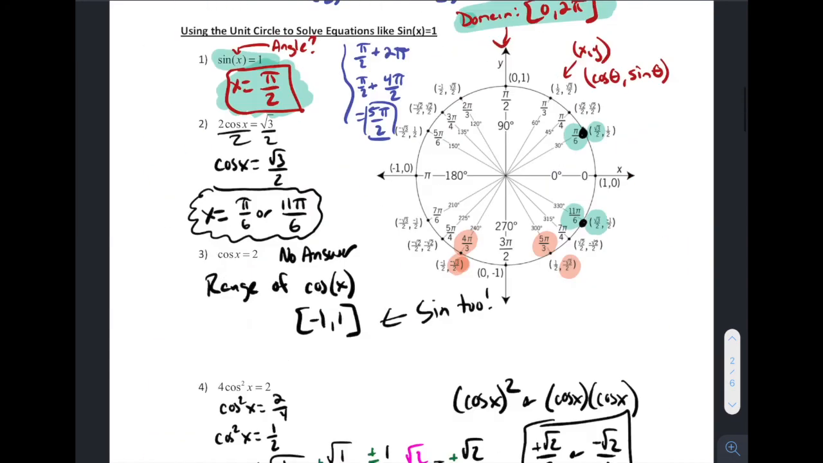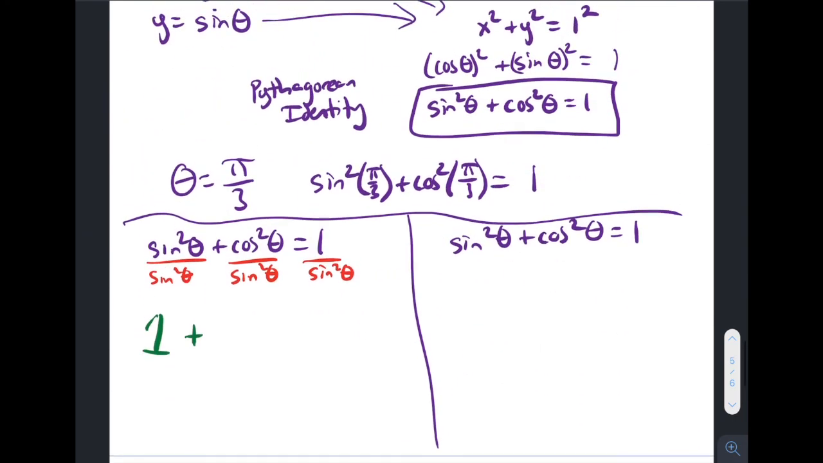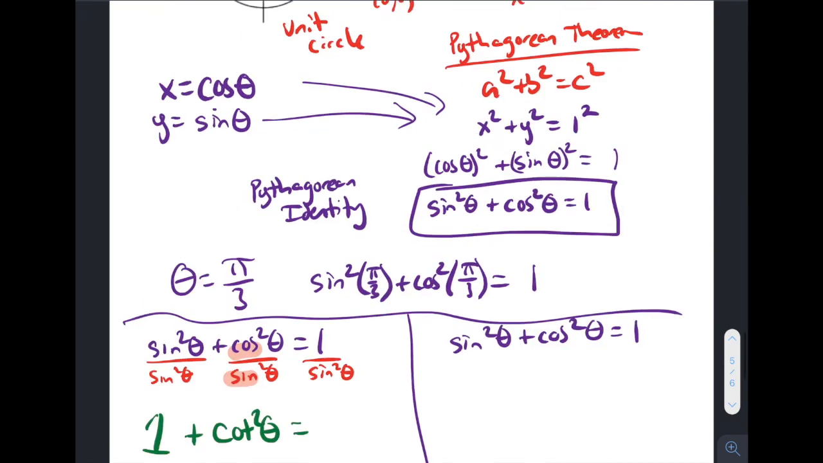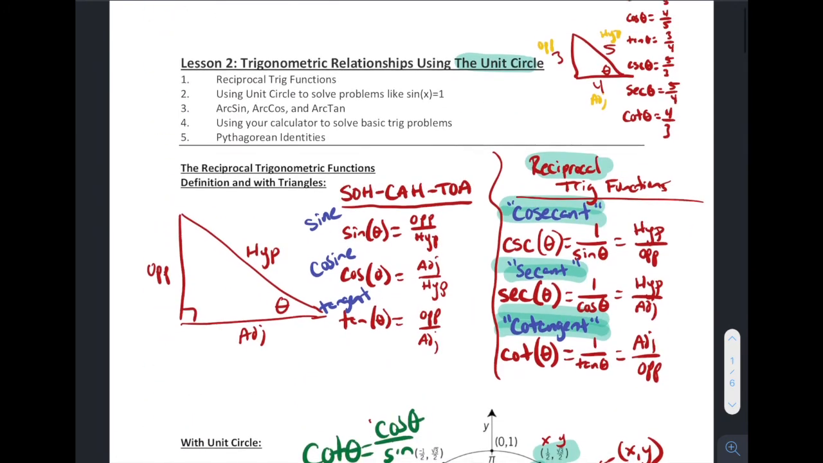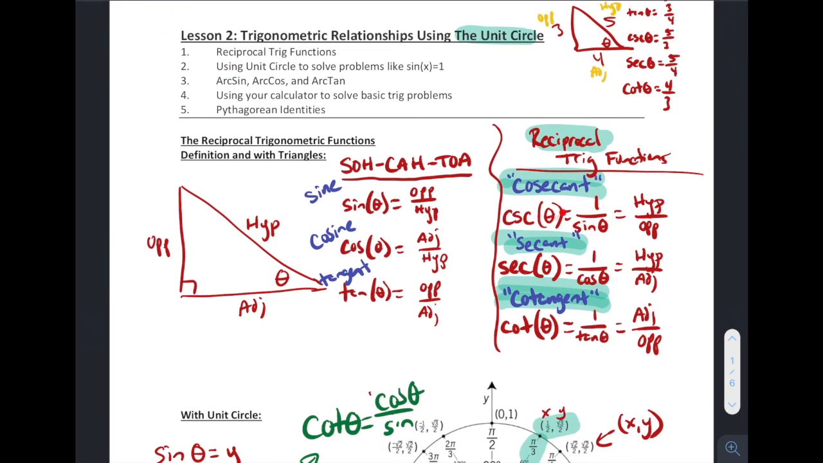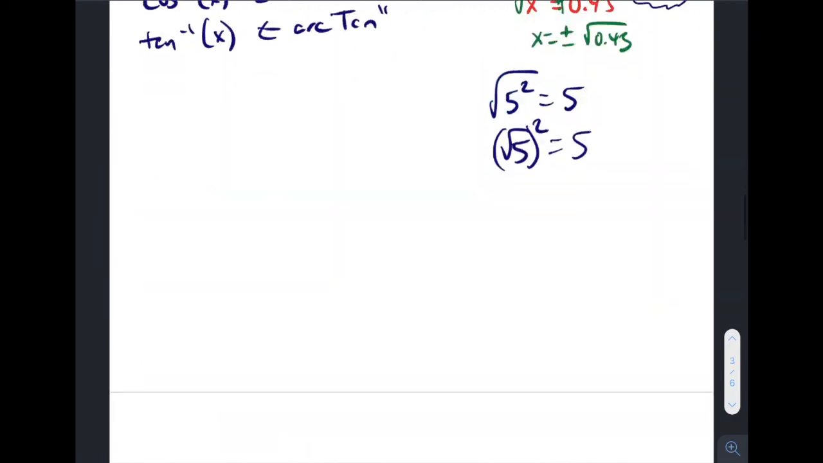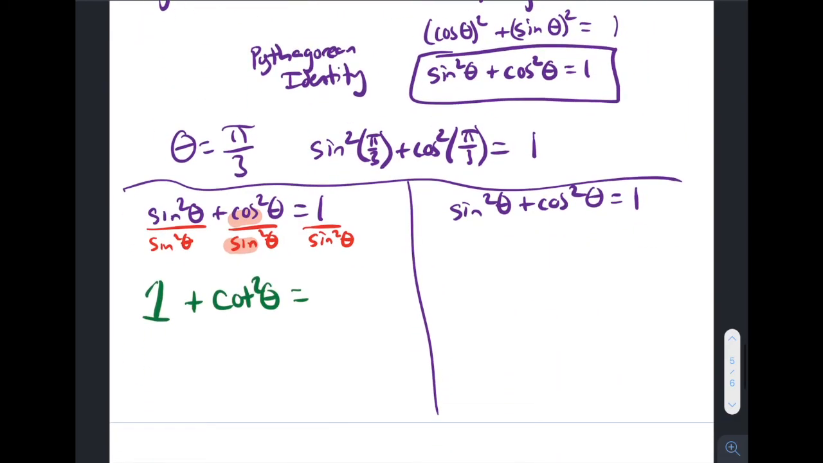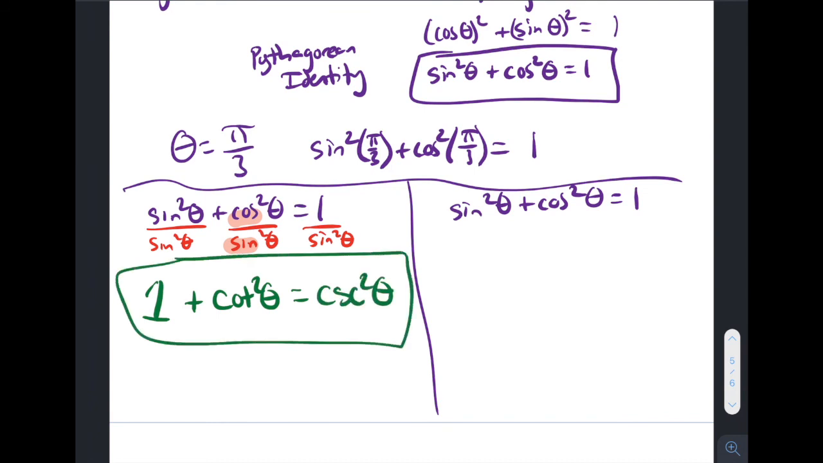In this case, since we've got cosine squared divided by sine squared of theta, this is going to be cotangent squared theta. Because cosine over sine is cotangent, and those are both being squared. This is going to be equal to 1 over sine squared of theta. Thinking back to our reciprocal trig functions, 1 over sine is called cosecant. So this is the same thing as cosecant squared of theta. This is our second Pythagorean identity.